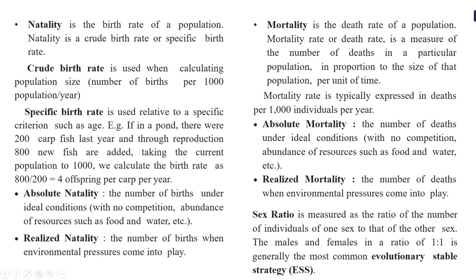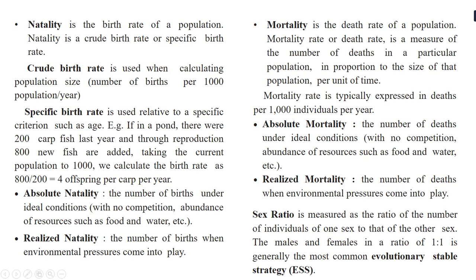The deaths that have been taking place during these months due to the coronavirus, due to the COVID-19 pandemic, are the realized mortality, and it is always more than the deaths that take place in ideal condition when there is no such widespread of disease and when there is ideal and favorable condition. So this is mortality. The next characteristic that we need to study is sex ratio.